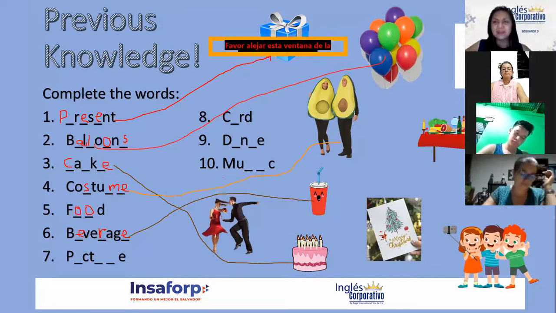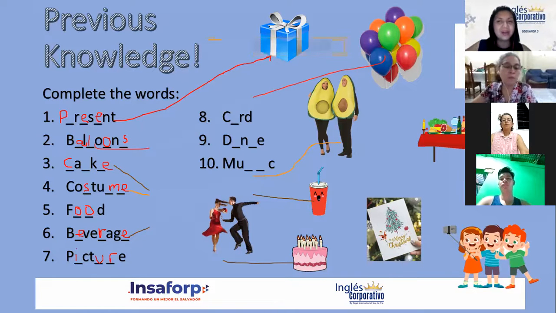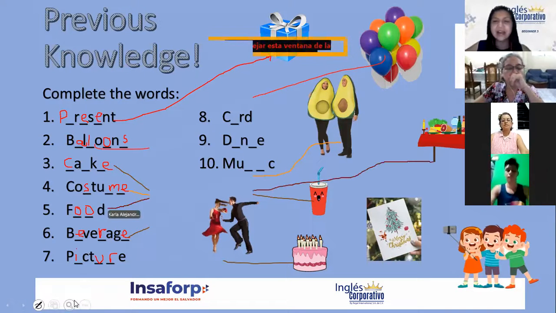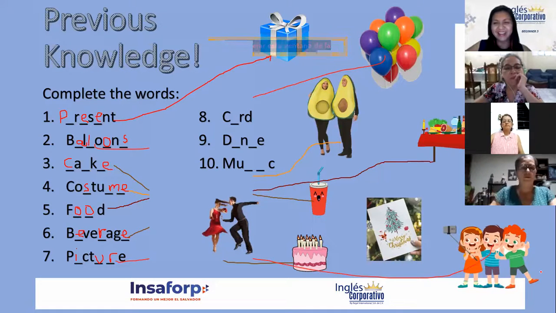What about number seven? What is it? It's a picture, yeah. You know that photos or pictures shouldn't be missing, right? When we are at a party or in a celebration, we take a lot of pictures and then we post our pictures on our social networks such as Facebook, Instagram, or WhatsApp. You know, the status in WhatsApp. Okay, the picture. Are the people taking a selfie? Can you see it? Yes, very good, Denny. Yeah, they are very happy taking selfies.